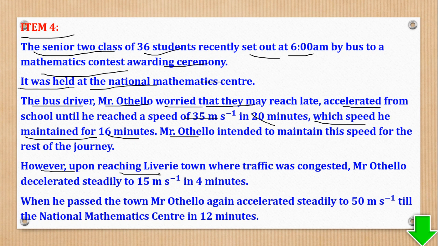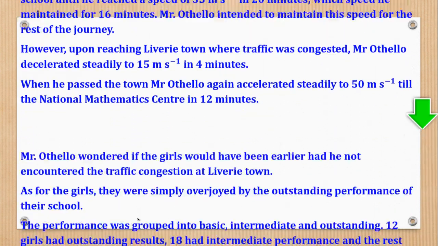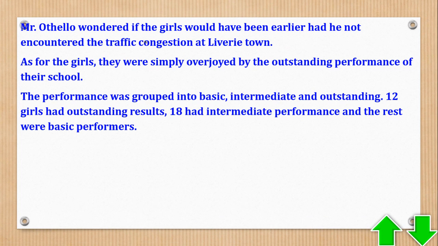However, upon reaching Reverie town, where traffic was congested, Mr. Othello decelerated steadily to 15 meters per second in 4 minutes. When he passed the town, Mr. Othello again accelerated steadily to 50 meters per second to the National Mathematics Center in 12 minutes. Mr. Othello wondered if the girls would have been earlier had he not encountered the traffic congestion at Reverie town.